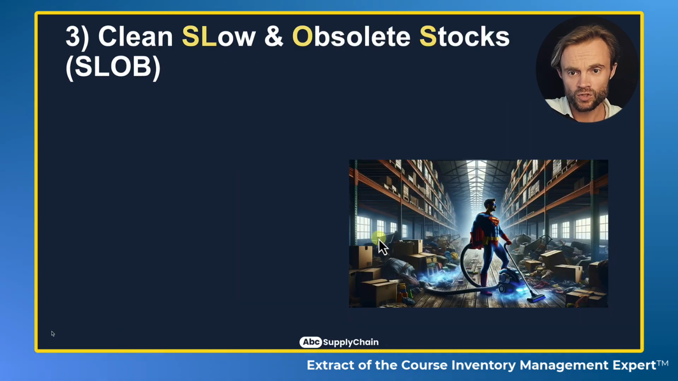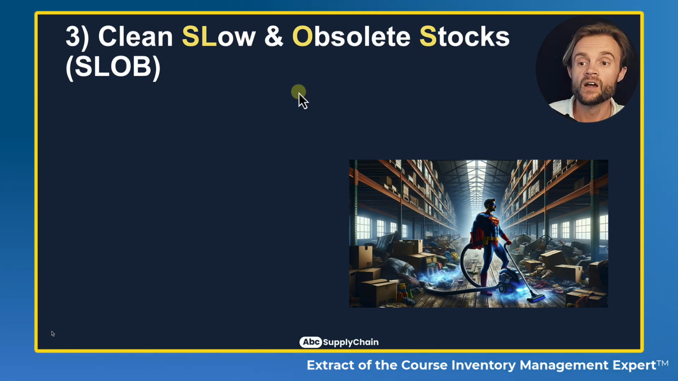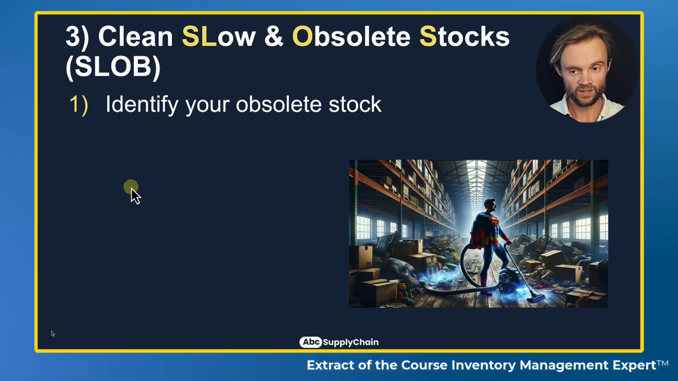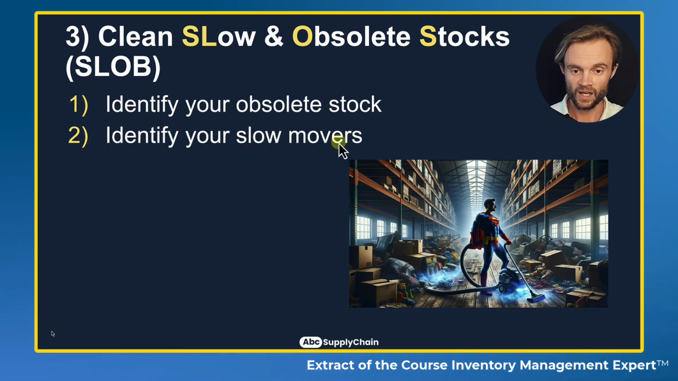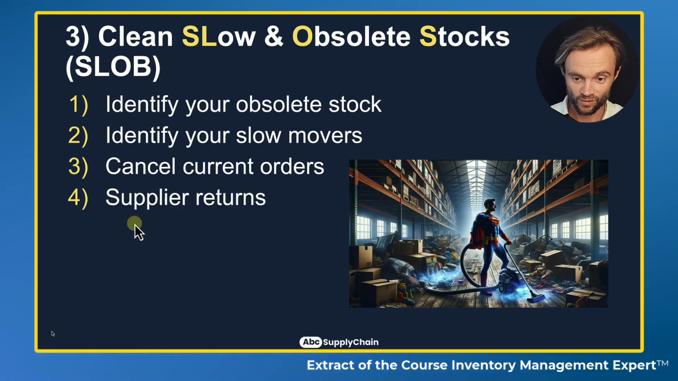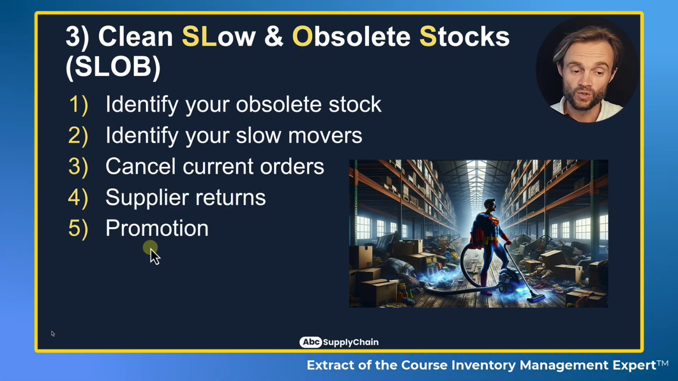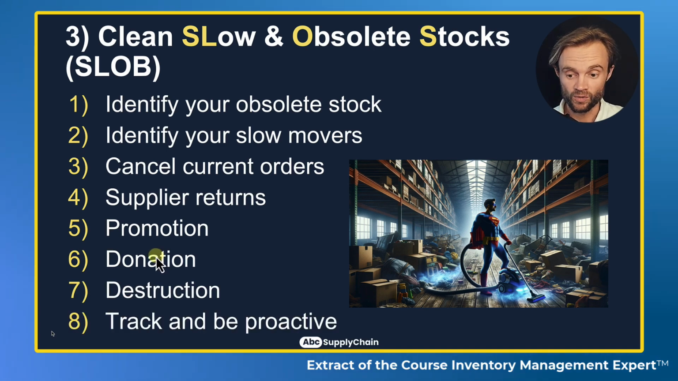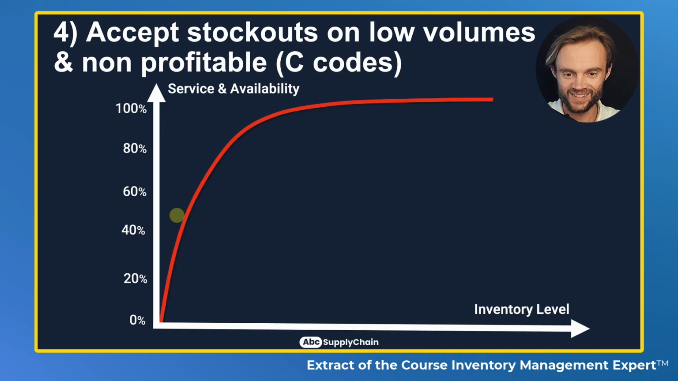Then you have to clean your slow and obsolete stocks, what I was explaining before, which is very important. And for that, you need to, like we did, identify your obsolete and your slow movers, cancel current orders if you have any, return to suppliers, do promotions, donation, and if you have no options, destruction, or maybe recycling the product. But the thing is that you have to track and be proactive and not wait for the end of the fiscal year to do that. Very important.